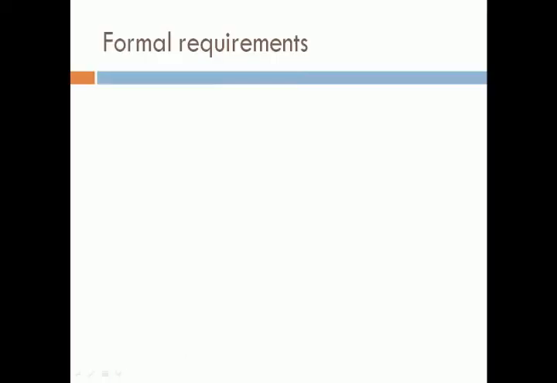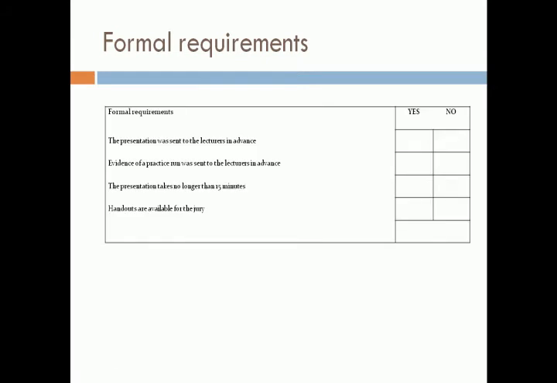Now, if you look at the first category of requirements, they're formal. These are just the simple things that were also mentioned in the course manual, four in total. The presentation was sent to the lecturers in advance. Evidence of a practice run was sent to the lecturers in advance. The presentation takes no longer than 15 minutes, and handouts are available for the jury. The one I would like to highlight is the evidence of a practice run.